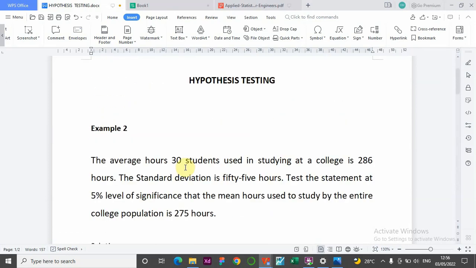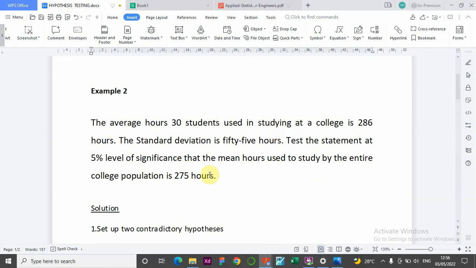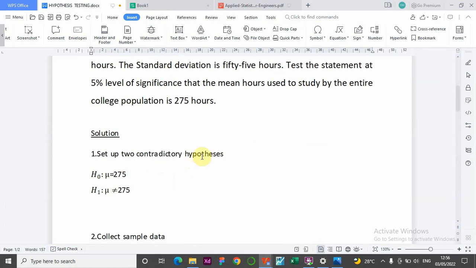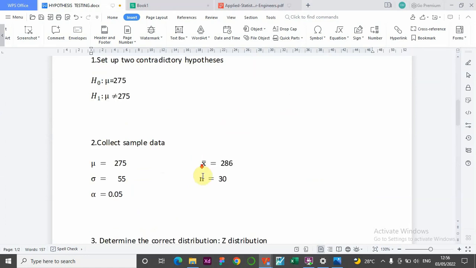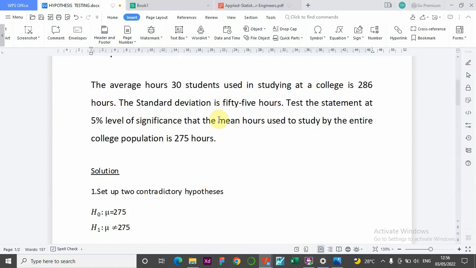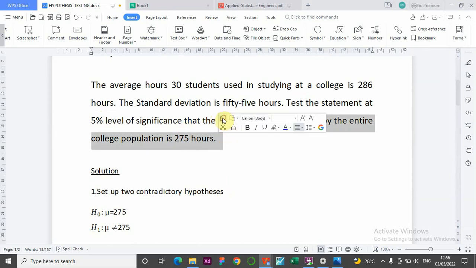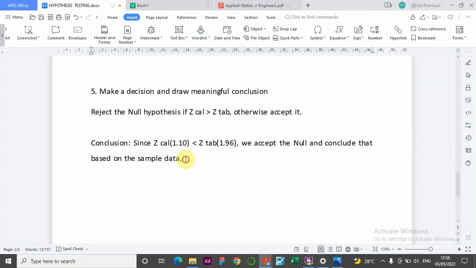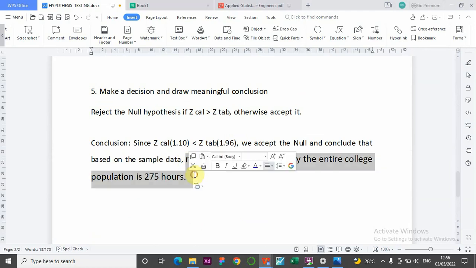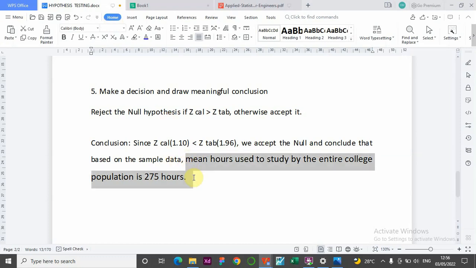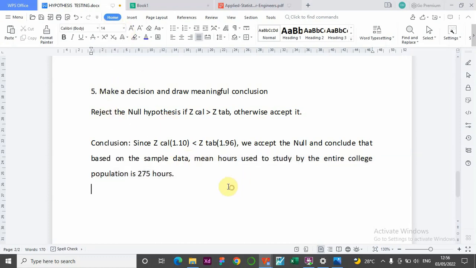So we are going to look at the problem again. Based on the same sample data, we can see that the mean study hours of the entire college population is 275. So based on the sample data, we can conclude that the mean hours used to study by the entire college population is 275 hours.